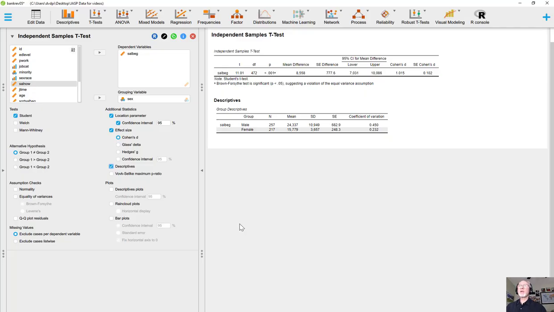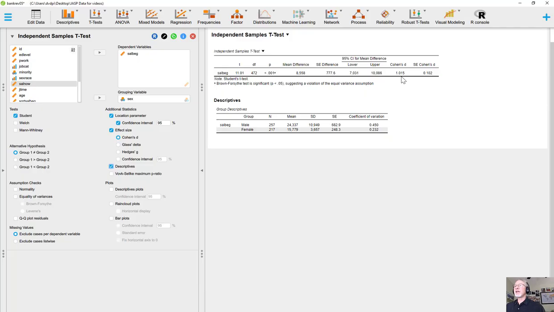Okay, let's recap what we have. We have males making an average of $24,000, females making an average of around $16,000. That's a sizable difference, and in fact, the size of that difference is $8,558. Males are making $8,558 more than females. We have a confidence interval for estimating that difference, which implies that it's likely that the true difference is somewhere between 7,000 to 10,000.